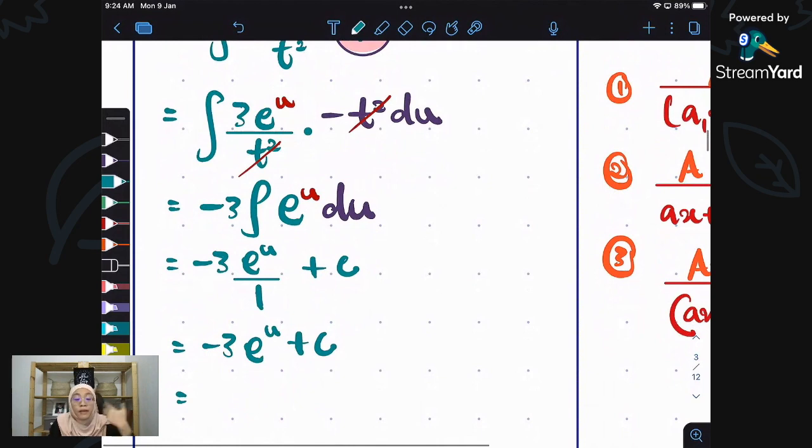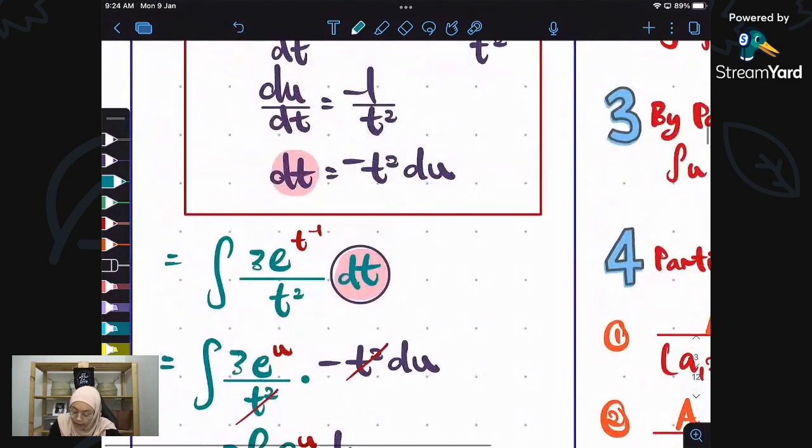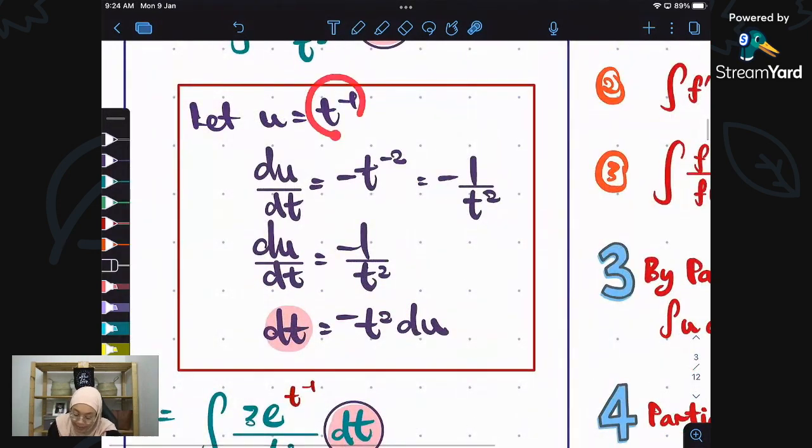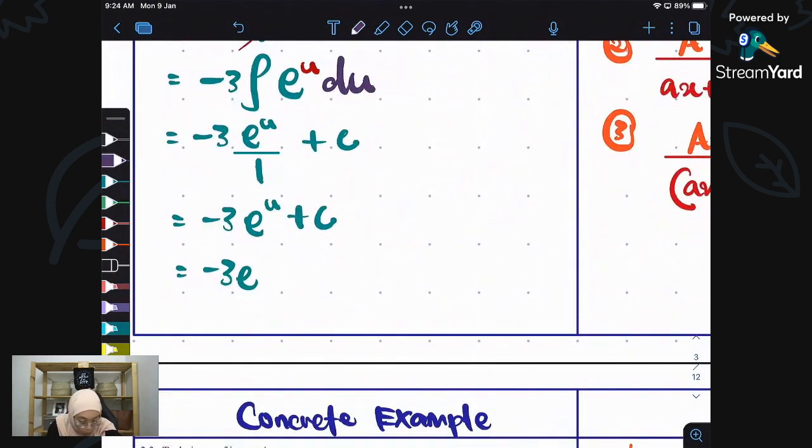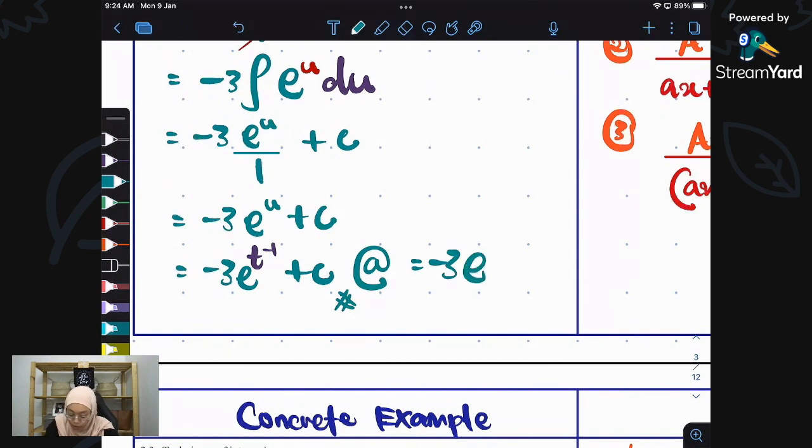But make sure you remember to change back the u into the letter x. Not x, but t. The u is t to the power of negative 1. So change back into t to the power of negative 1 plus c. Like this you can already stop. This is the final answer. Or you can change it into negative 3 e to the power of 1 over t, that also works. And don't forget to put plus c.